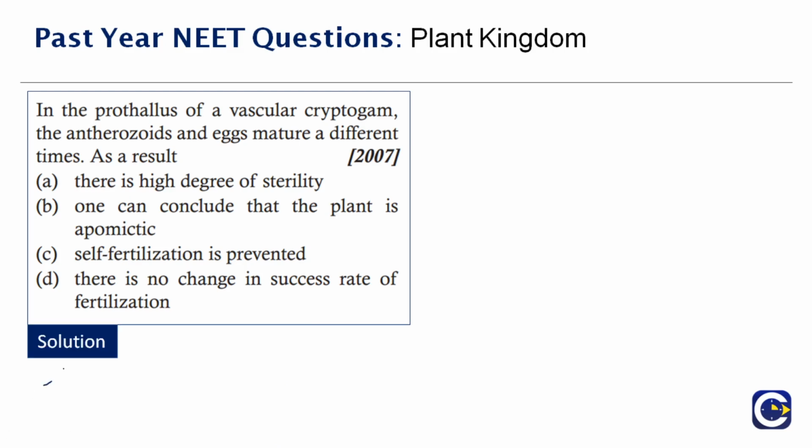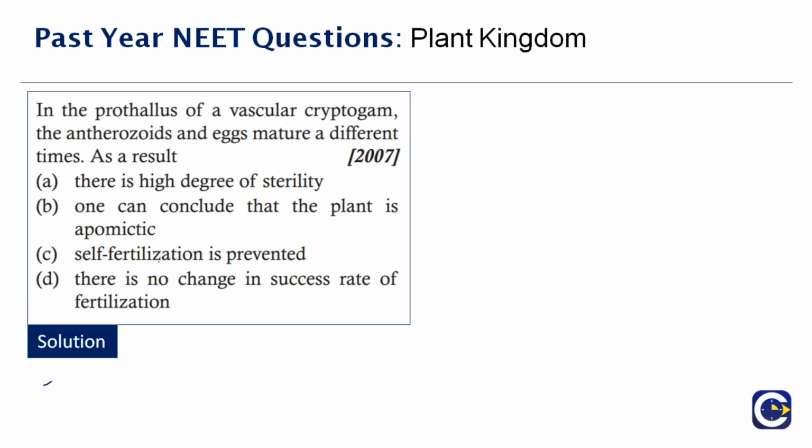Look at the question here, second option: one can conclude that the plant is opomistic. So that is not the answer. Third one, self-fertilization is prevented. And the fourth one, there is no change in success rate of fertilization. The correct answer is self-fertilization is prevented.